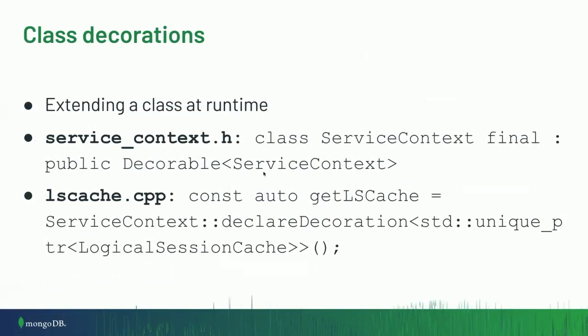There's a class called Decorable, and ServiceContext is defined as Decorable. Then within the cpp file of every component that needs to have some global component, we declare a decoration. The way this works is that there is one global variable which contains a vector of all the decorations that are declared, so that whenever a new object is instantiated, it uses that as a template for how much memory to allocate, and every decoration knows its address in that array. So this ensures encapsulation as well. For example, the logical sessions cache doesn't need to be seen by the storage engine or something like that. So there's some form of encapsulation.